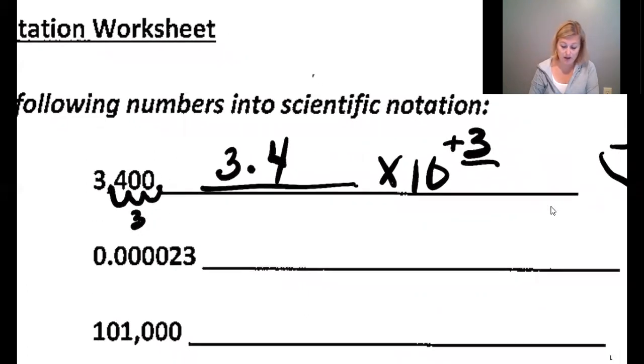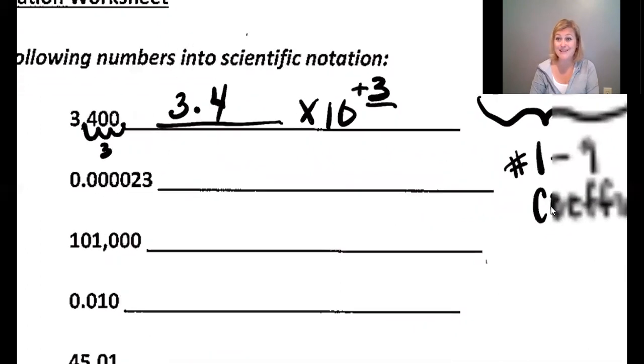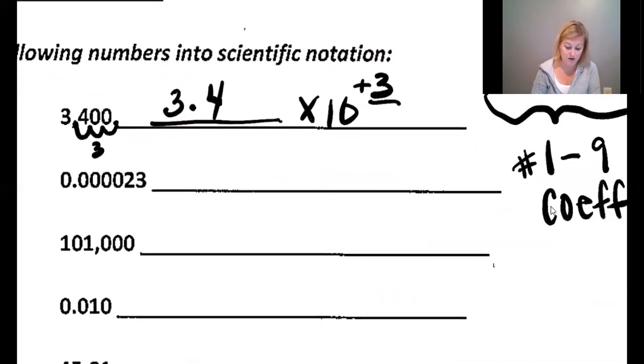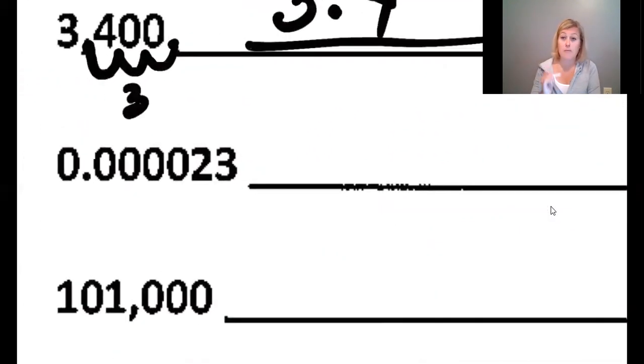Let's try one more, and then I'm going to have you guys practice the rest. Okay, so here we go. Here's my next number. Remember, I have to move that decimal so there's a non-zero digit in front of it. So non-zero, I'm going to move it 1, 2, 3, 4, 5 spots.